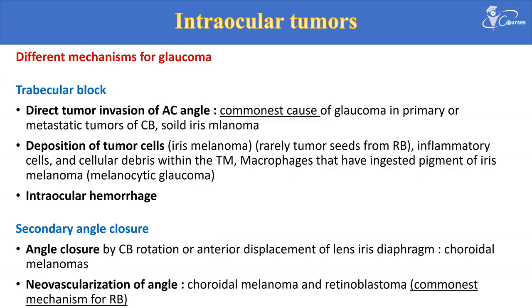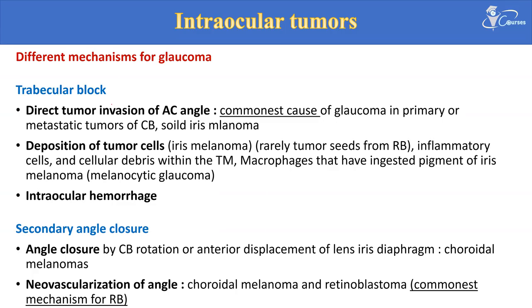So we call it an open angle glaucoma when the trabecular meshwork is blocked by anything except the iris. If it is blocked or closed by the iris, we call it an angle closure glaucoma. So whatever the material that is closing the trabecular meshwork, it is an open angle. If it is the iris, it is a closed angle.